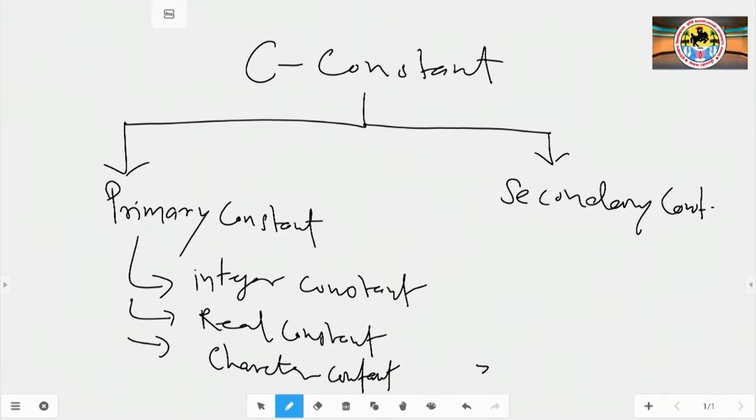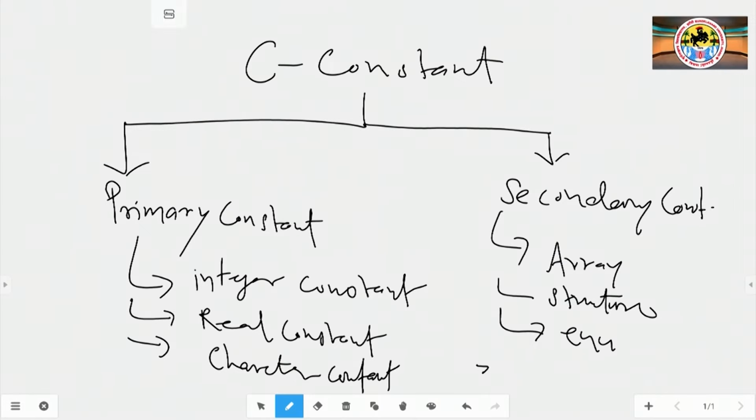Now, what are the secondary constants? Further, we have divided them into array, structure, enum, union, etc. So, these are the basics of primary constant and secondary constant. Now, we discuss primary constants one by one.